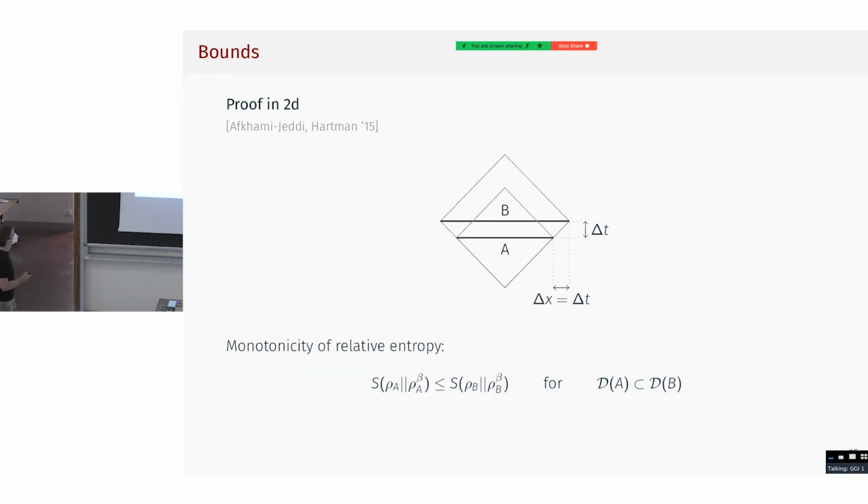The technical reason for this is in the proof, which is due to Nima Afkhami-Jeddi and Tom Hartman. In the interest of time, let me be very brief here, but it's essentially based on monotonicity of relative entropy. You take some region B and some region A, which is contained within the domain of dependence of B, and monotonicity of relative entropy tells you that the relative entropy of region A with respect to the thermal state, which is what I choose here, is smaller than the relative entropy of the state B with respect to the thermal state.